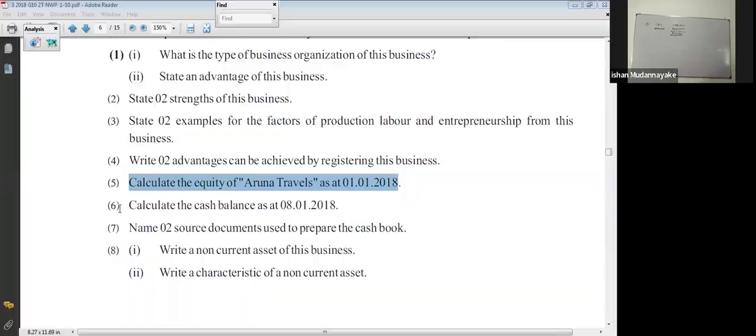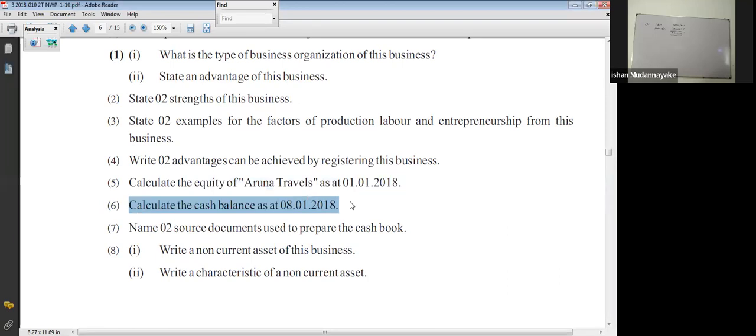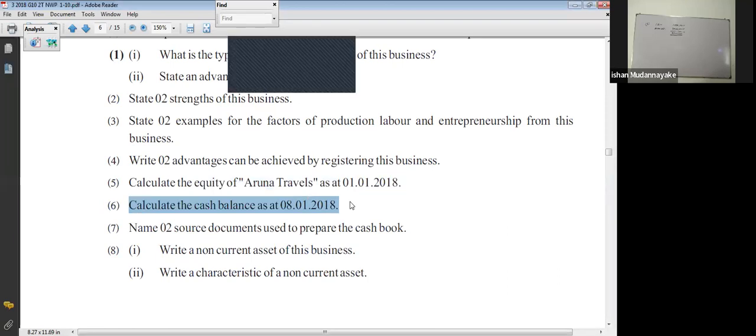Right. Then question number 6. Calculate the cash balance as at 8 January 2018. Calculate the cash balance. Can you prepare a cash book? Okay, when you are providing answers for question number 1 in the second paper, can you hear me? Yes, sir. Can you see the whiteboard?